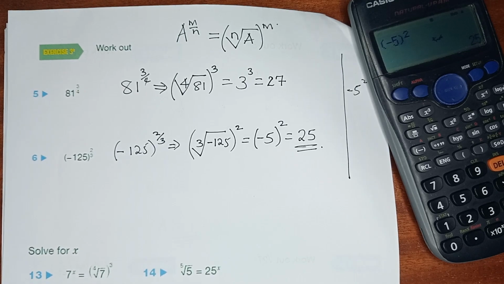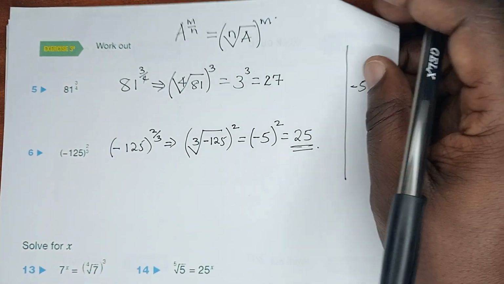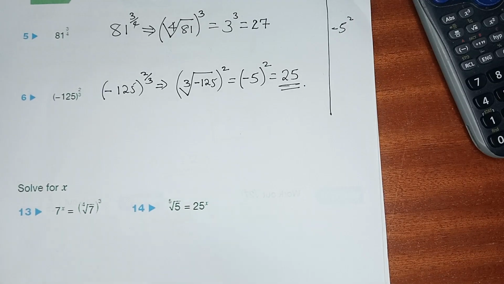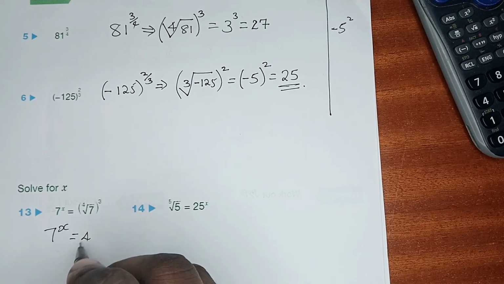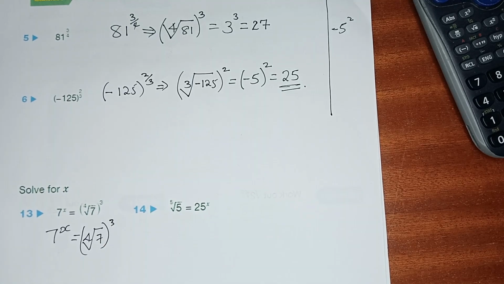Number 13 is solve for x. We are expected to solve for x. Let's see what we have in number 13. We have 7 raised to power x is equals to the fourth root of 7, which is again cubed. And in this one, we just realized that before the 4 came to this position, it was in the fractional index at the denominator position. So we know 7 raised to power x is equals to 7 raised to power 3 over 4.